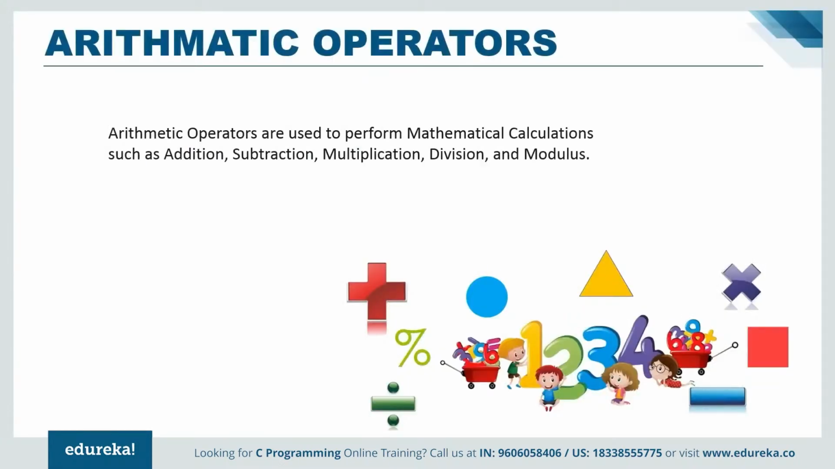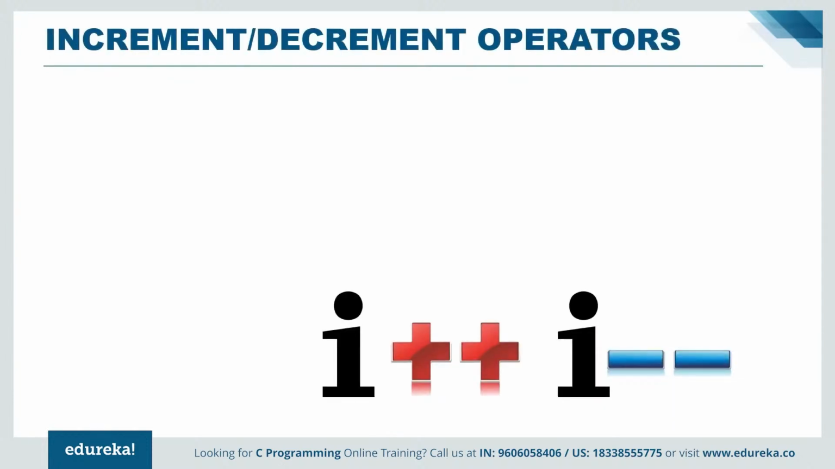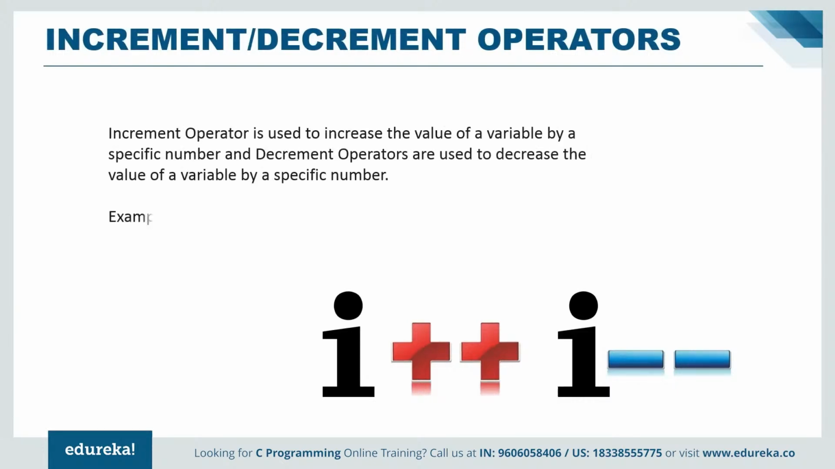Now with this, I hope you have understood the basic functionality of arithmetic operators used in C. Now let us discuss the next type of operators, which are increment operators and decrement operators. Increment and decrement operators are basically used when loops are included in a program. We shall discuss loops in much more detail in the upcoming concepts.